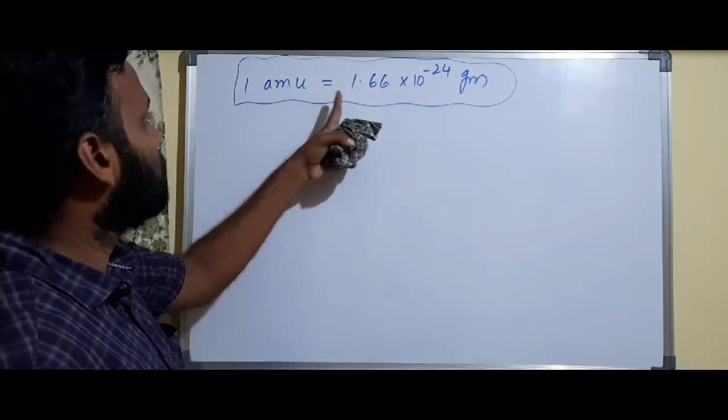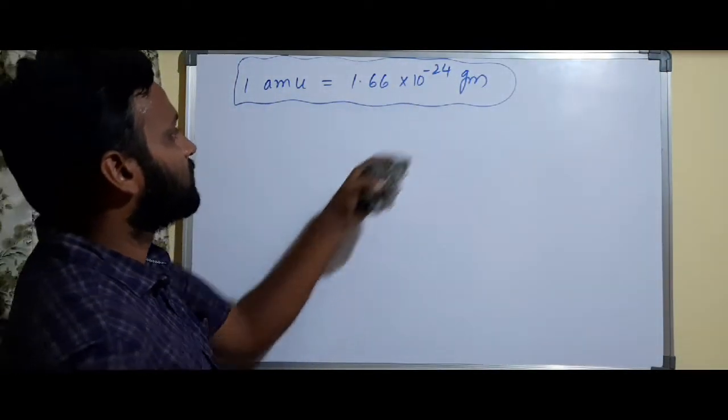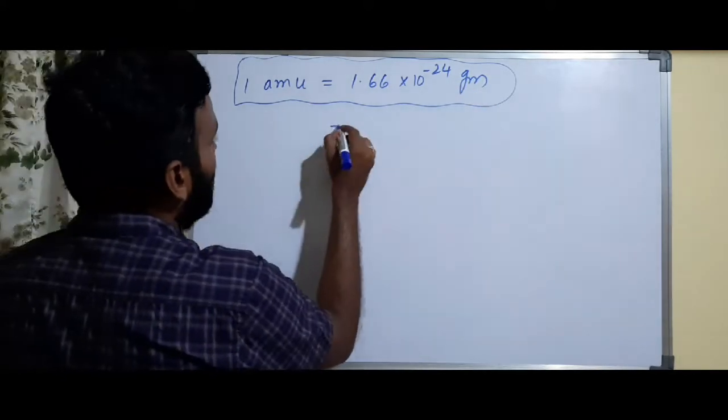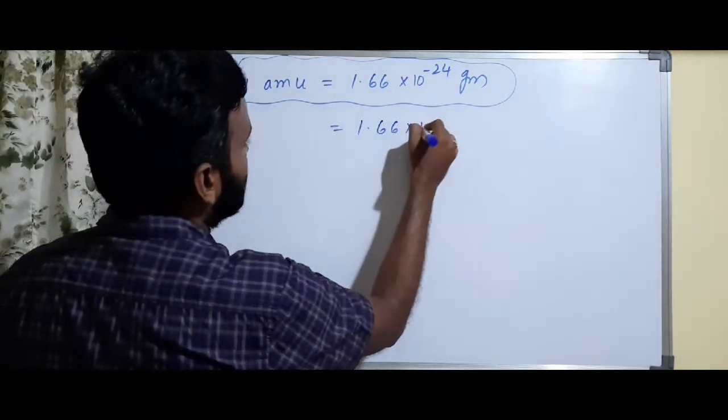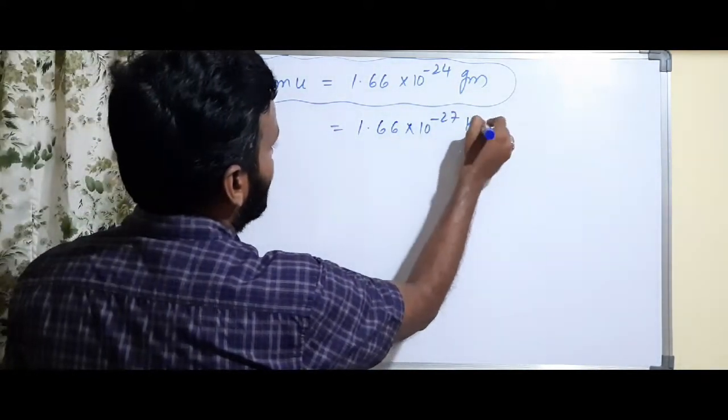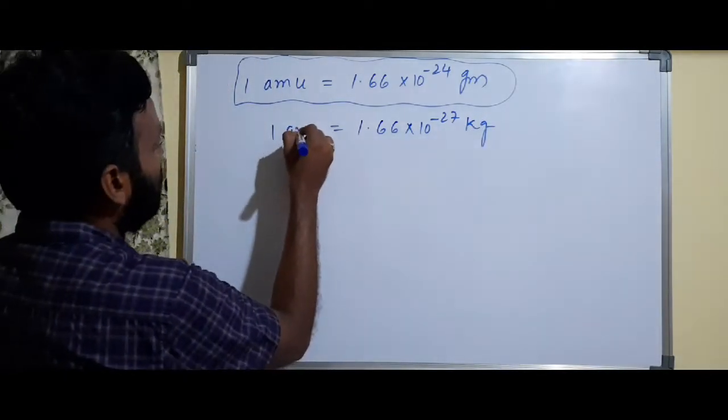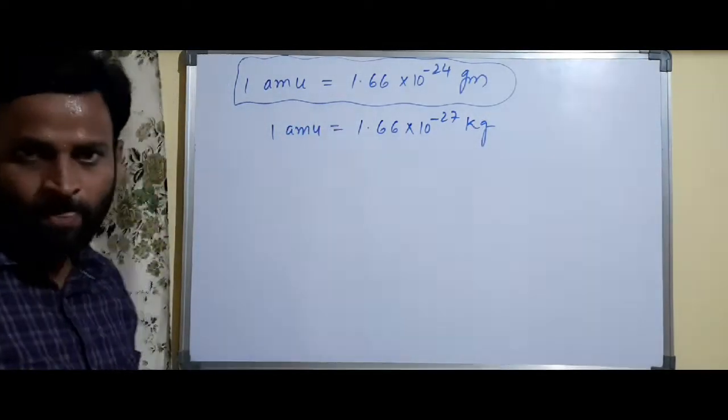So 1 AMU is equal to how much? 1.66 into 10 power minus 24 grams, or else 1.66 into 10 power minus 27 kg. This is also 1 AMU.